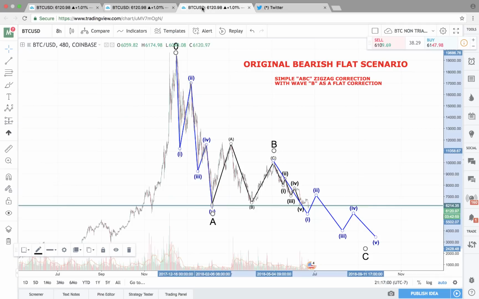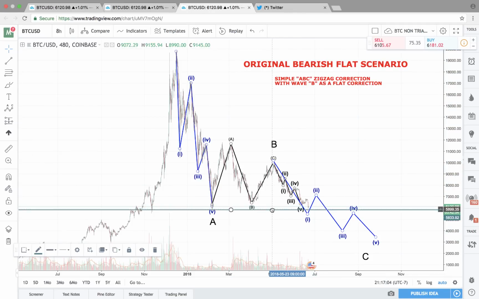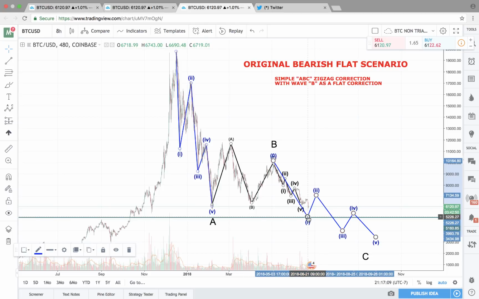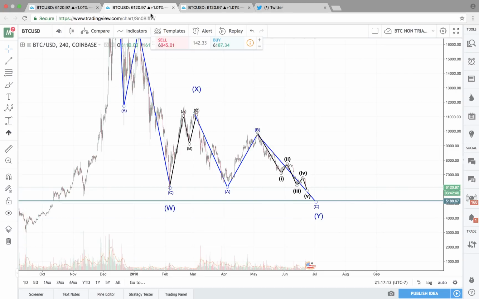This 5166 level here as well. So that's going to be right here. We still can't go below that before a bounce, but then after that bounce, we'll be heading a lot lower than we would if we are actually in a combo correction. At least that's my theory.